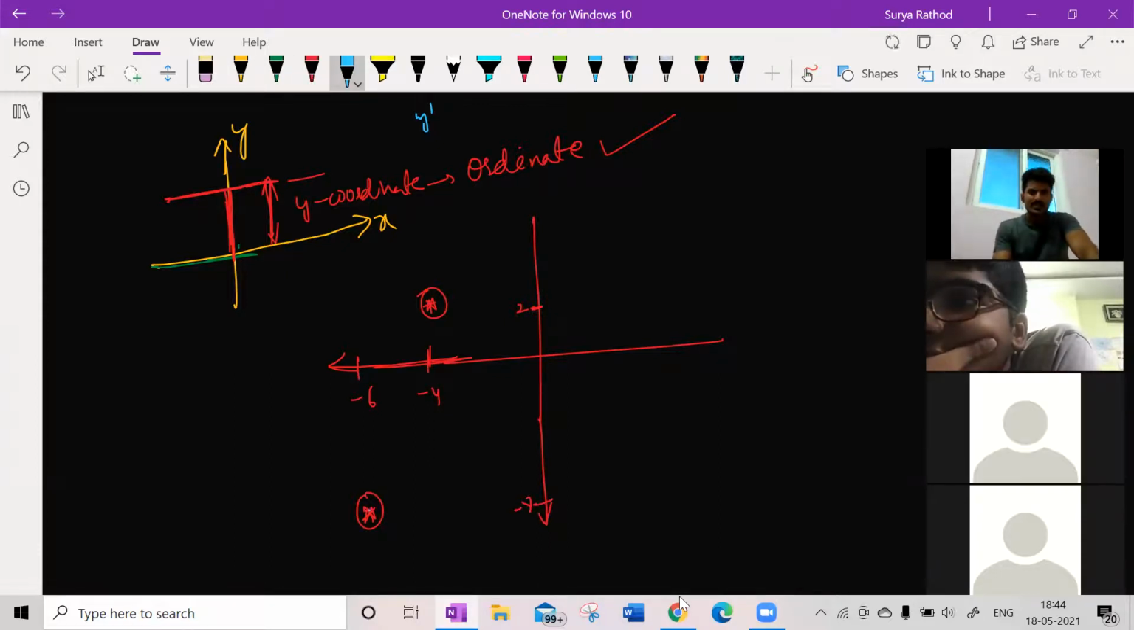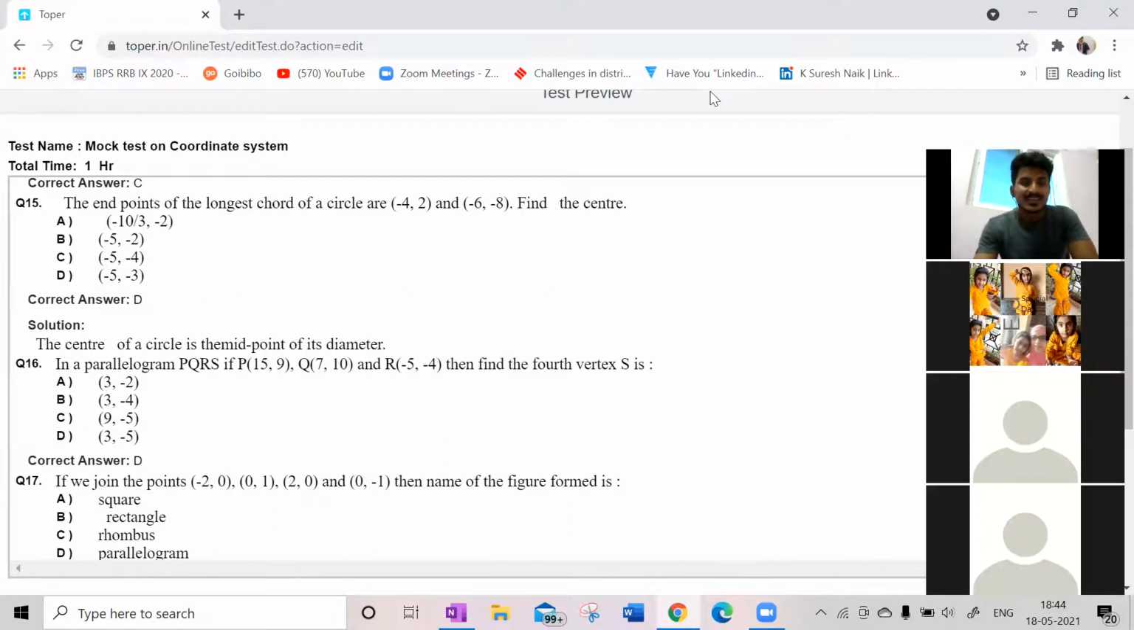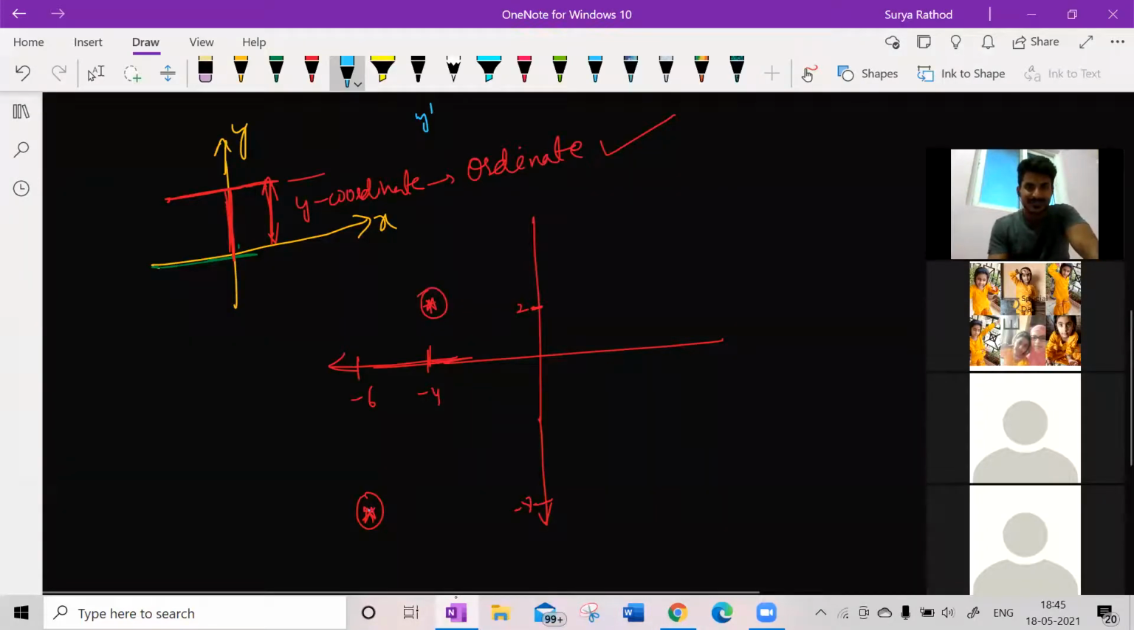What is he asking us now? Let us find the center of the circle, the center of the longest chord. What is the center of a circle? Tell me. Guys, how can we approach this? Very interesting question.